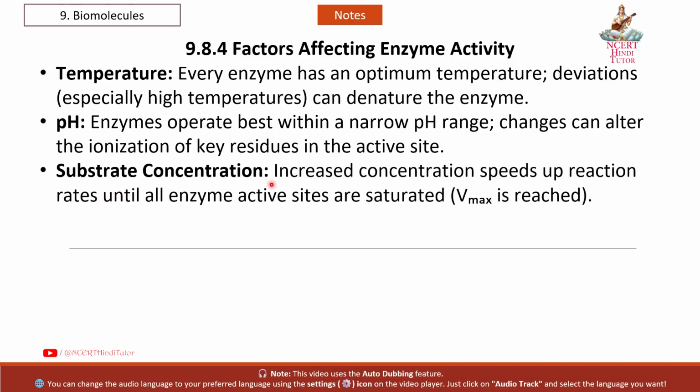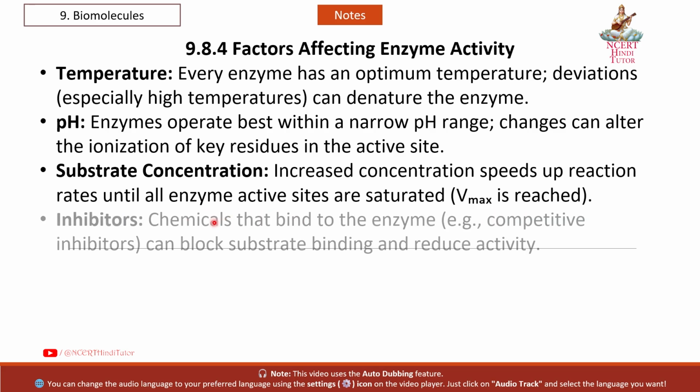Substrate concentration. Increased concentration speeds up reaction rates until all enzyme active sites are saturated. Vmax is reached. Inhibitors. Chemicals that bind to the enzyme, for example competitive inhibitors, can block substrate binding and reduce activity.